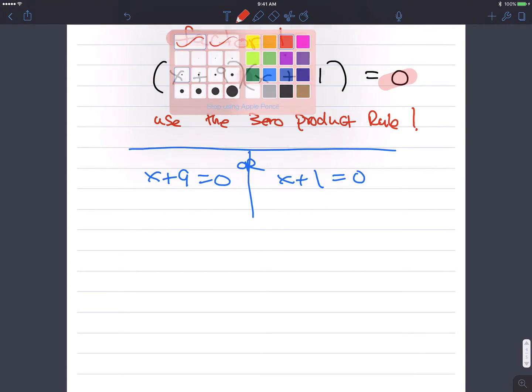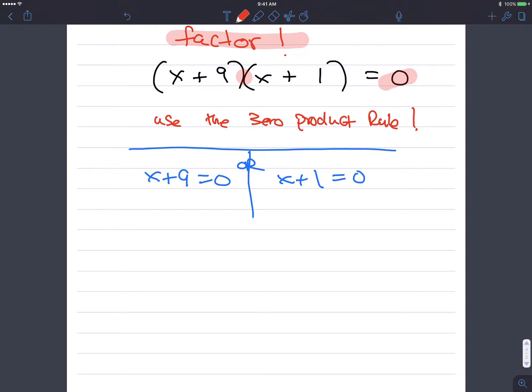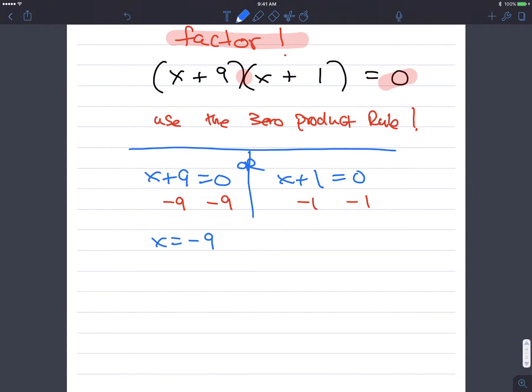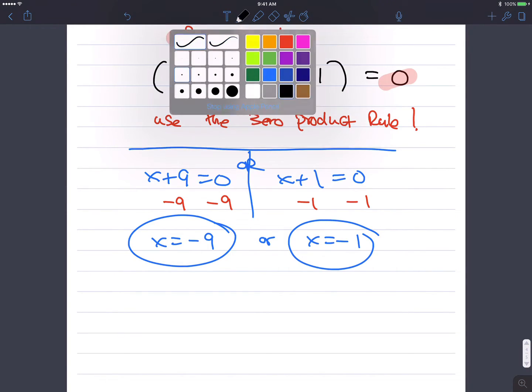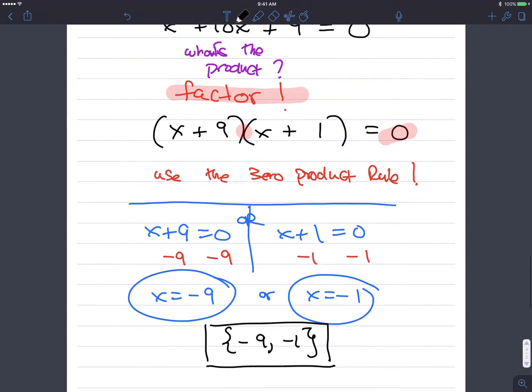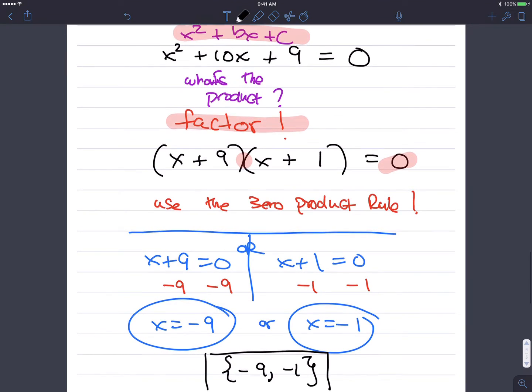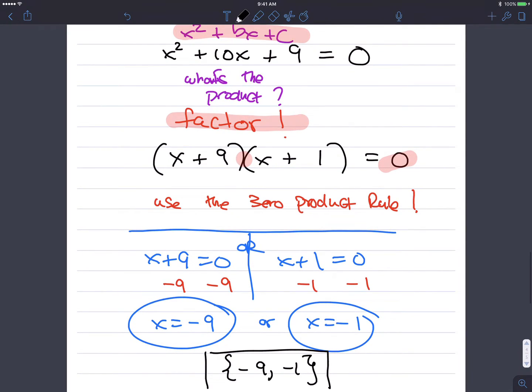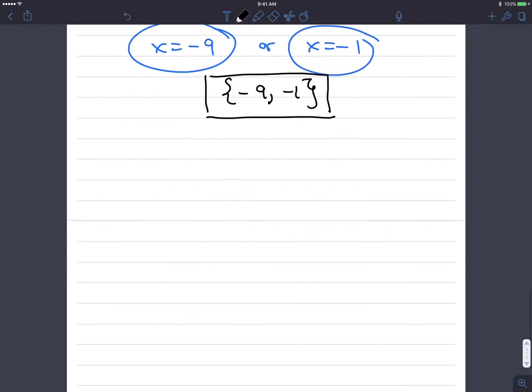What's left to do now? Solve for x. Subtract 9, right? Subtract 1, and we end up with x is negative 9, or x is negative 1. Negative 9, comma, negative 1. Okay, so the secret to solving these kinds of equations is to factor and use the zero product rule, and you get your solutions to these quadratics. Okay, and that was example 9.